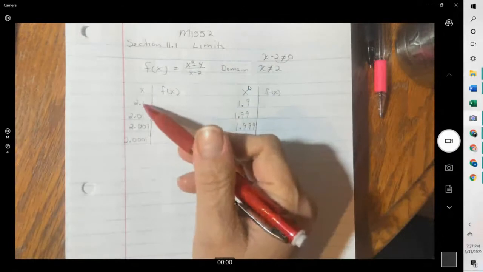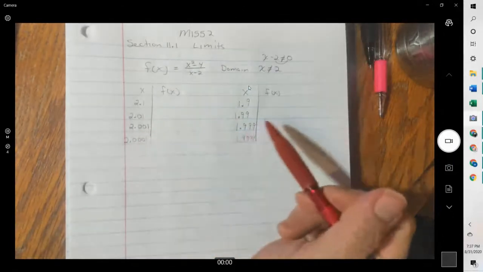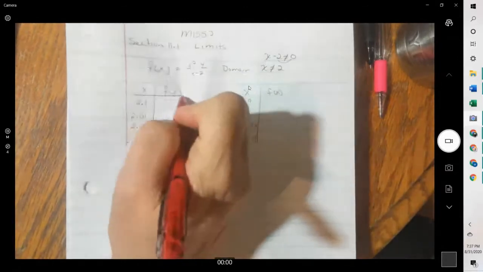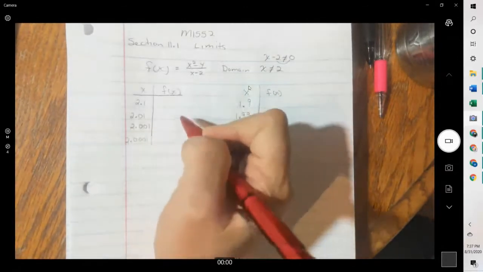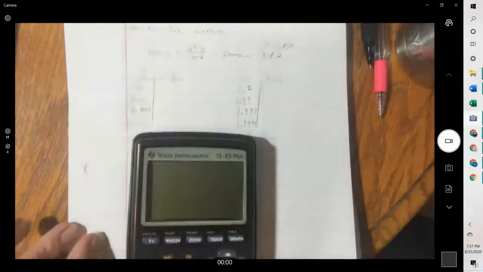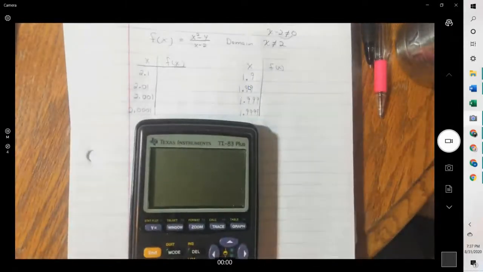And we can look a little bit larger than 2. We could look a little bit smaller than 2. And so that's what we're going to do. First, we're going to look a little bit larger. So to do that, we're going to plug it into our calculator. Now you want to plug the equation in.